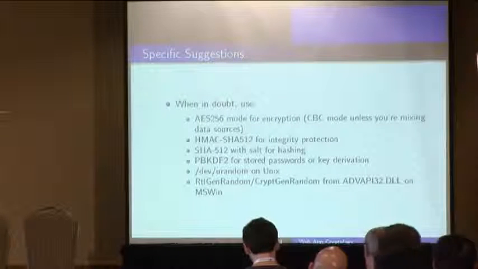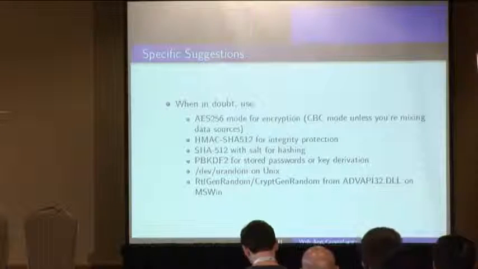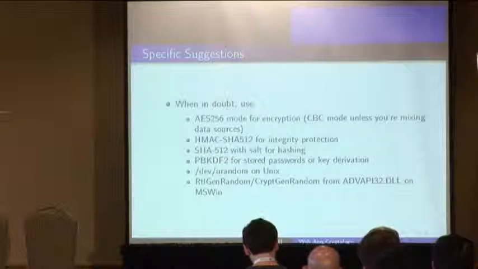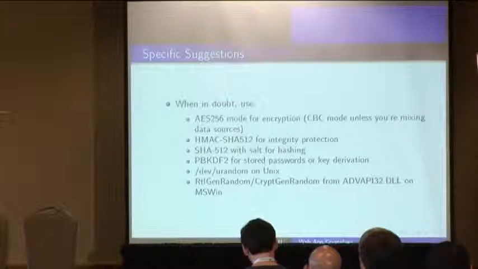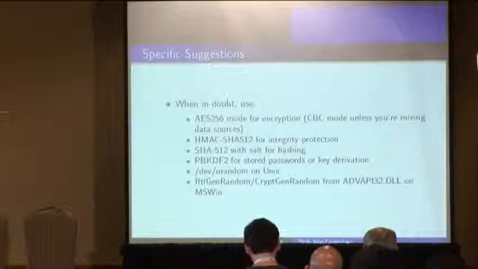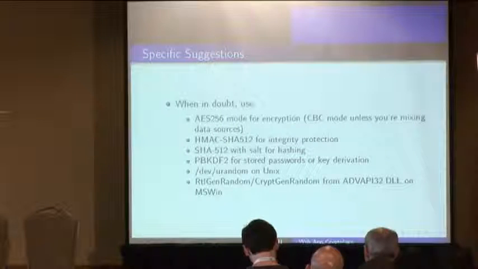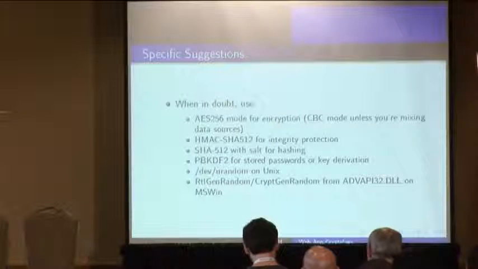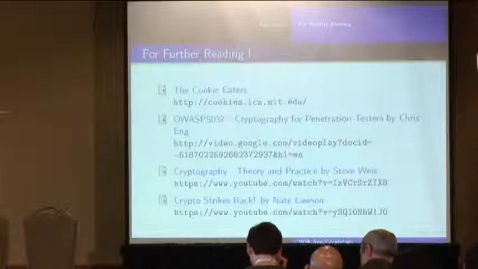But if you're doing integrity protection, HMAC with SHA-512. Actually, now the SHA-3 standard has come out, and so we have a new SHA-3 winner. And so maybe you can use that for your integrity protection as a pseudorandom function there. You can use SHA-512 or the new SHA-3 for your hashing. You can use PBKDF2 for stored passwords or key derivation. And then /dev/urandom on Unix and RtlGenRandom or CryptGenRandom on Windows. And that's a mouthful to say.